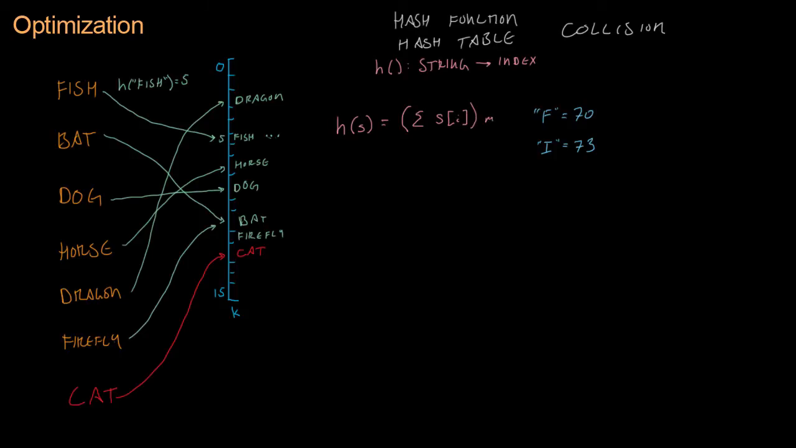is we have to do a mod k, because we make sure we can never overrun the bounds of this array. So if we do a mod k, then that will return for us a number between 0 and k minus 1, which are the valid index entries of our hash table. So this is a pretty good hash function, except that it has a problem.